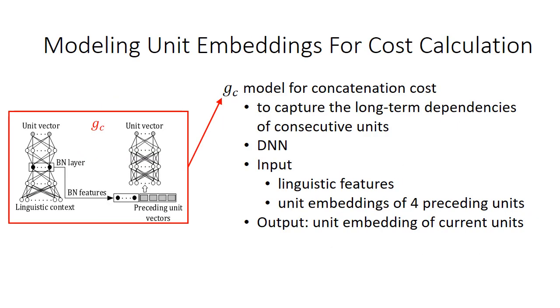In addition to learn and model the unit embedding, phone-level DL model GC is also needed to measure the long-term dependencies among consecutive phone candidates. Its architecture is the same as FC shown in preceding slide. GC model predicts the unit embedding of a current phone given the unit embeddings of preceding phones and the context features of a current target.